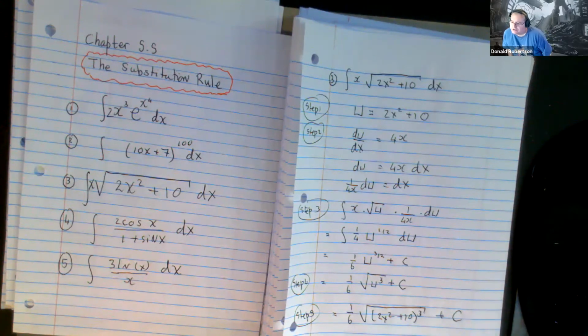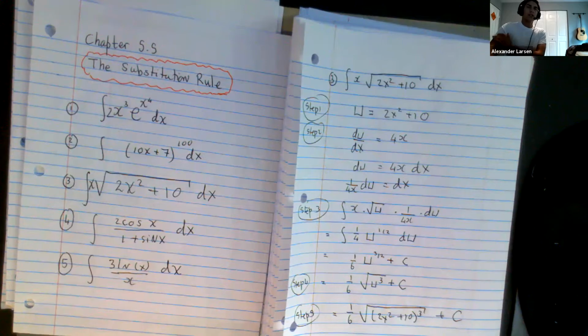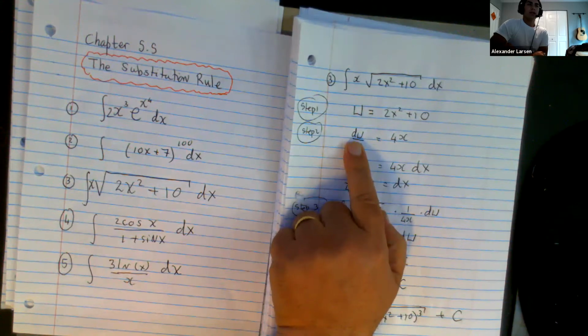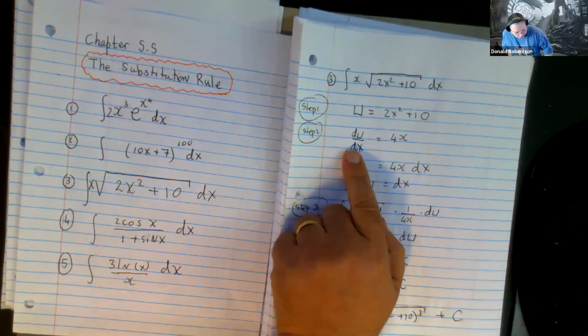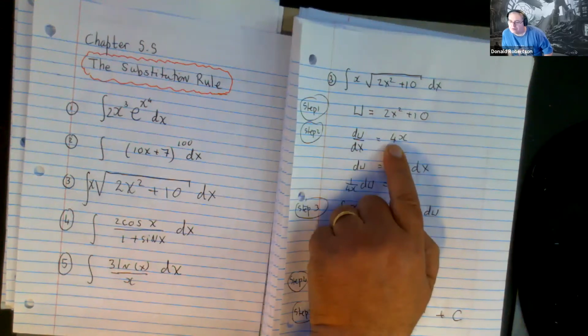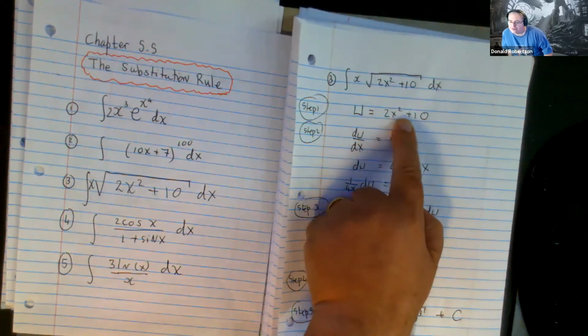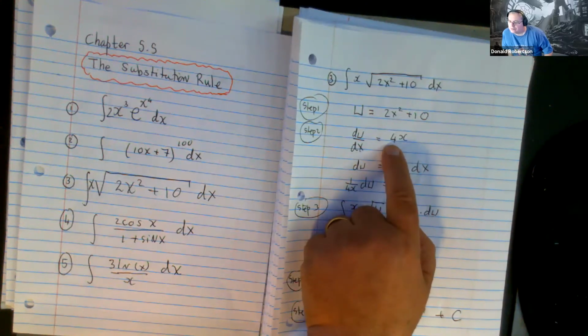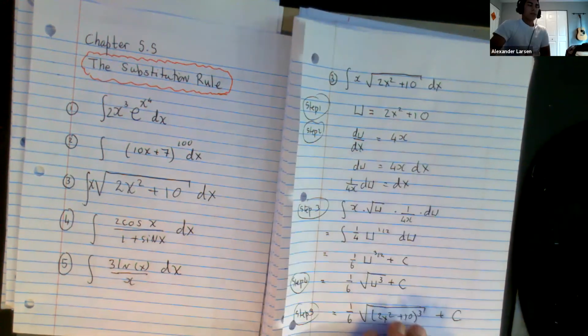Feeling good? I got a question. Yes. In step 2 and step 1, why'd you pick 4x again? Oh, you differentiate this with respect to x, and that's where the 4x came from. So 2x squared plus 10, when I differentiate it, gave me the 4x. So I'm not sure if that's your question, but that's where the 4x came from. Okay, thank you. Okay.